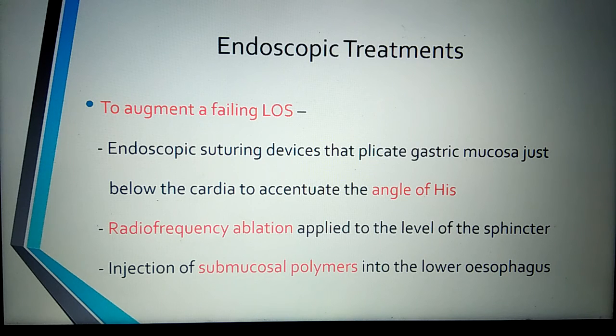The second endoscopic treatment that can be offered is radiofrequency ablation, and that is applied at the level of the sphincter. And sometimes submucosal polymers can be injected through upper GI endoscopy into the lower esophagus under endosonography guidance.